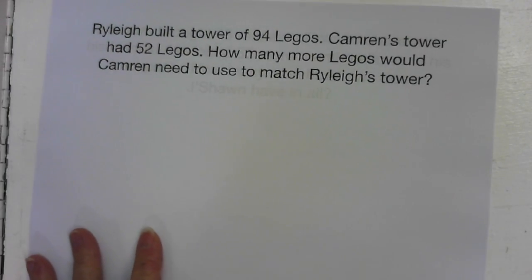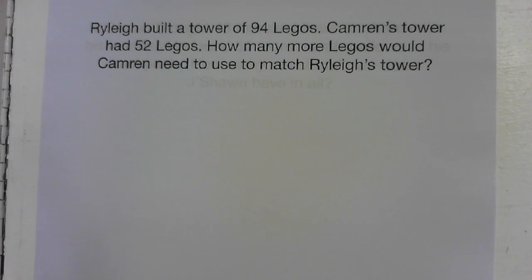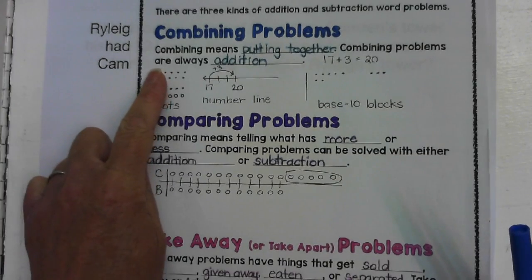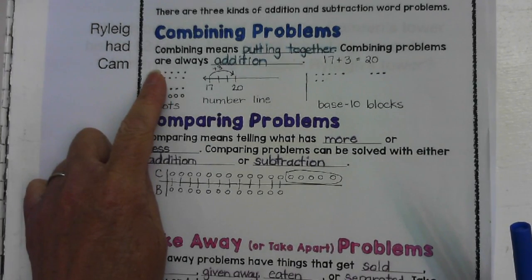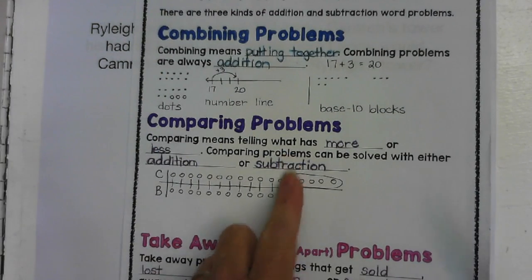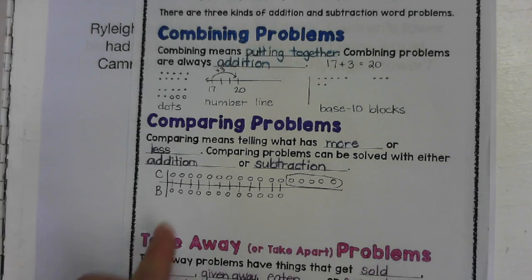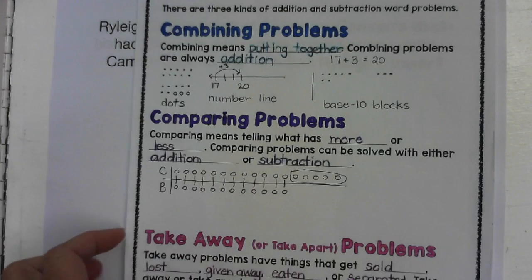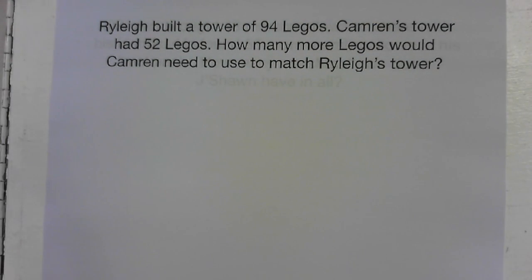Okay. Our next story says Riley built a tower of 94 Legos. Cameron's tower had 52 Legos. How many more Legos would Cameron need to use to match Riley's tower? And looking at our examples, it does sound a little bit like combining because we are doing Legos, which is a building thing, but this is a comparing. We're seeing somebody has more, someone has less, and we're going to solve the problem that way. Comparing can be solved with addition or subtraction, and I'm going to show you why that is.